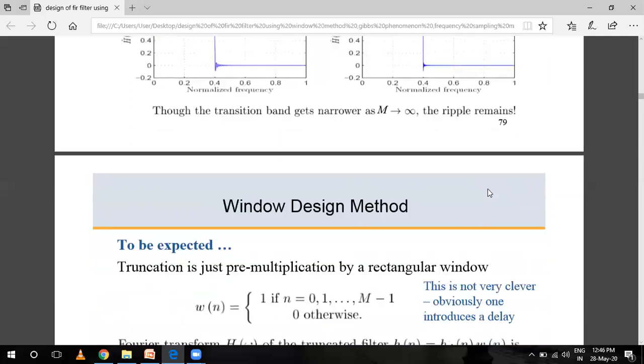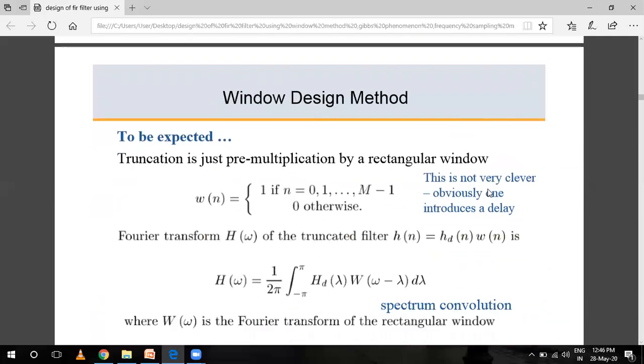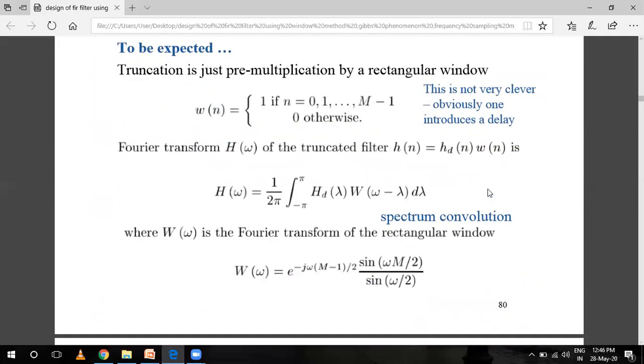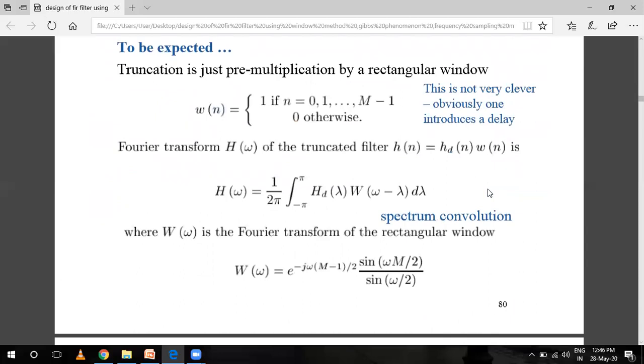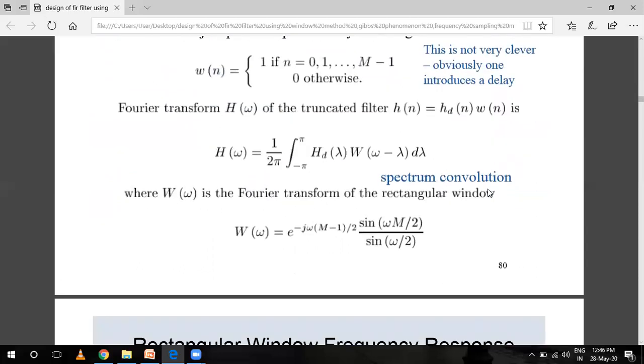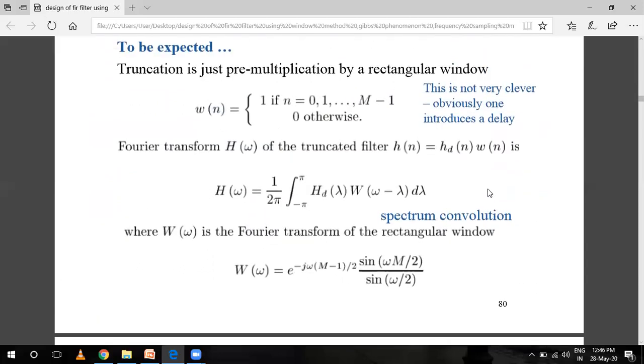Now come to the window design method. In this window design we will cover the rectangular window, Hamming window, Hanning window and Kaiser method. Truncation is just a pre-multiplication by a rectangular window, that is w(n). w(n) stands for a window which equals 1 if n equals 0, 1 up to M minus 1, and 0 otherwise.